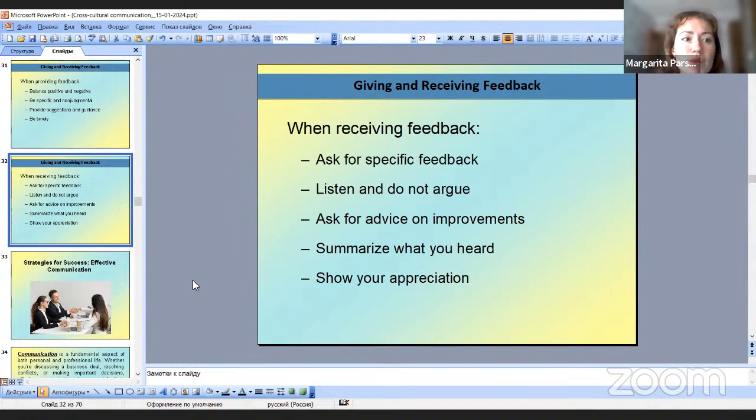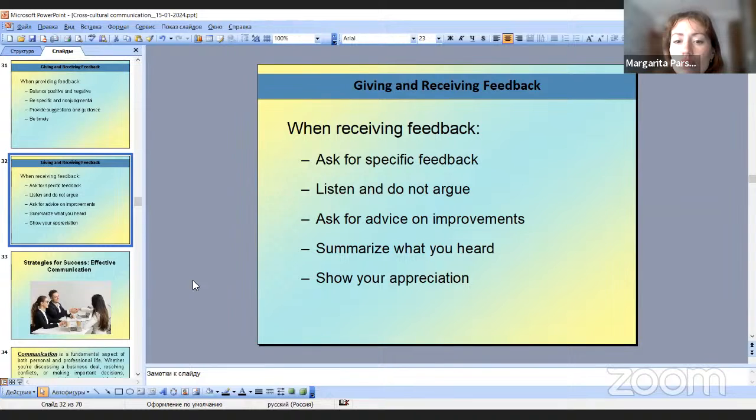When providing feedback and when receiving feedback, we try to listen carefully and not to argue. Also, we can give each other advice for improvements, opinions on every person, advising on improvements. Maybe the other person knows more ways to improve the situation than you think.